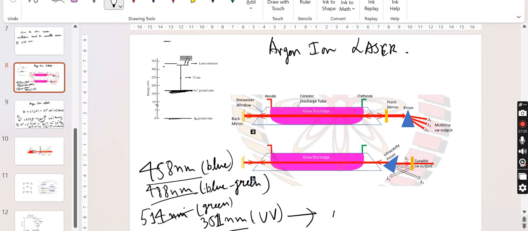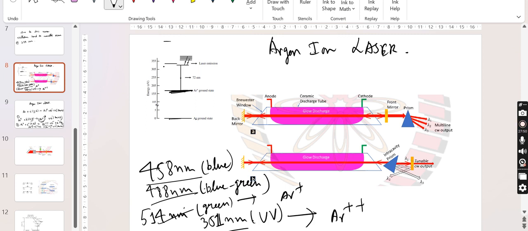So for this we need argon plus plus, and for this argon plus is sufficient. So we can put the prism or dispersive element inside the cavity or outside the cavity. If we put it outside the cavity, you see that the laser gets dispersed, and we can have multiple outputs: lambda 1, lambda 2, lambda 3.